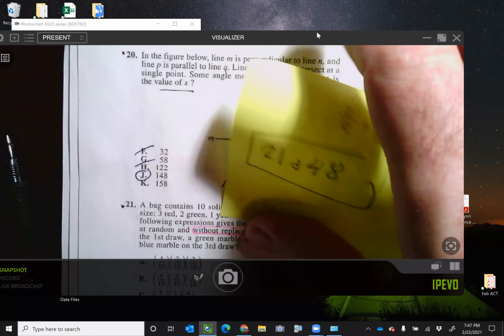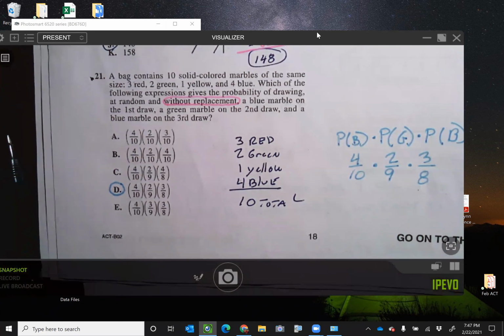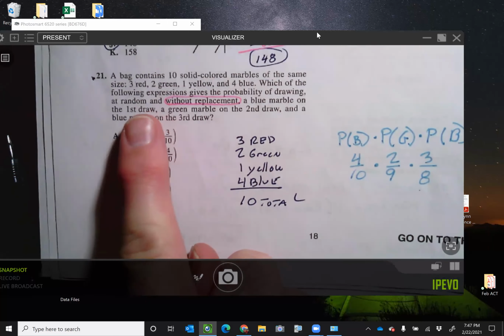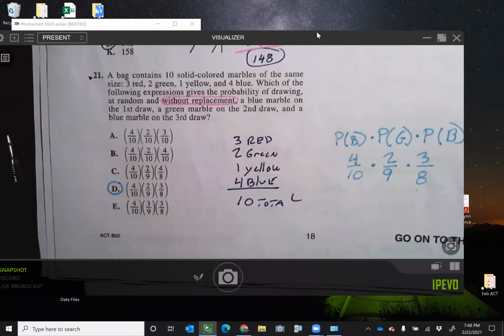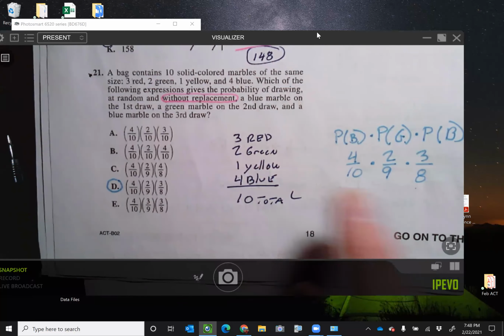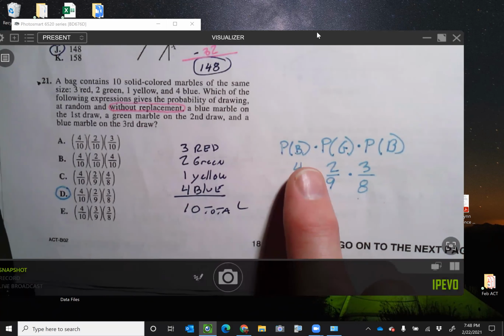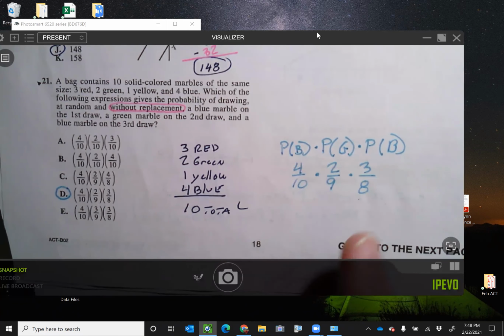Okay, let's take a look at 21 and 48. For 21, now notice the question says drawn at random without replacement. So that means once we pull out that marble, it's out, it's not there anymore. I wrote down all the information that we had, and I wanted to know what's the probability of drawing a blue, then a green, then a blue again.